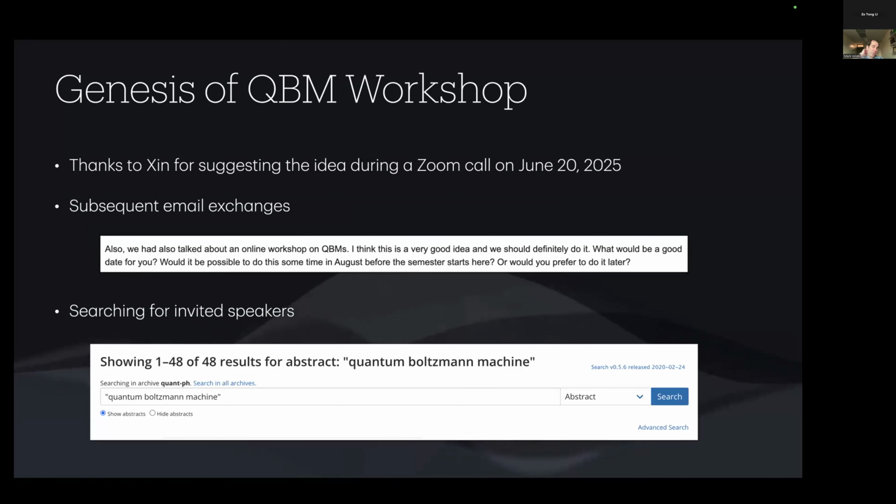And one point I wanted to emphasize about this field, when we were collecting and searching for invited speakers, we did a very simple thing. We just searched for the key phrase quantum Boltzmann machine in the abstract of submissions in the arXiv. And this is what showed up last night when I did the search. When I did the search a few months ago, maybe there were 5 fewer papers. And so what you see is that on quant-ph in this field, there are only 48 papers that have quantum Boltzmann machine in the abstract. And so that means this is a very young field.